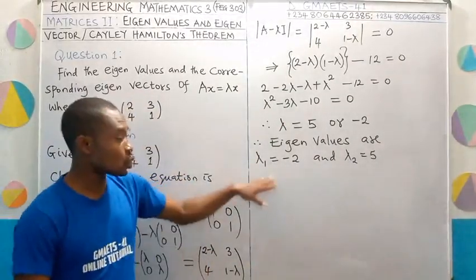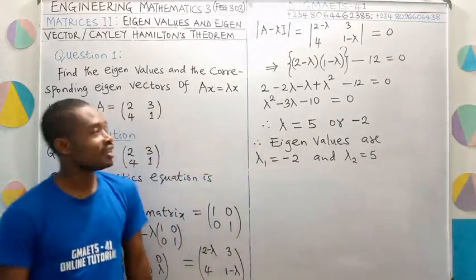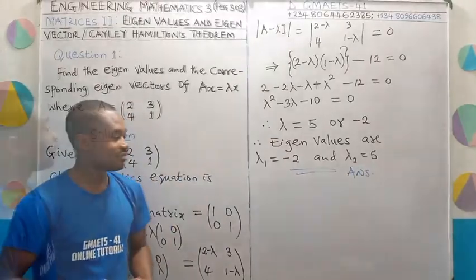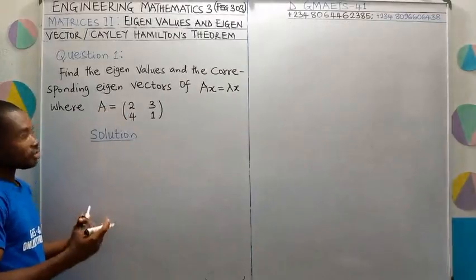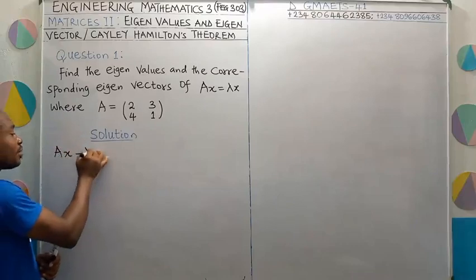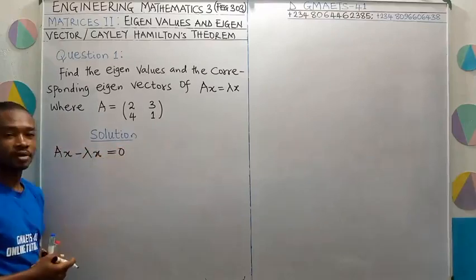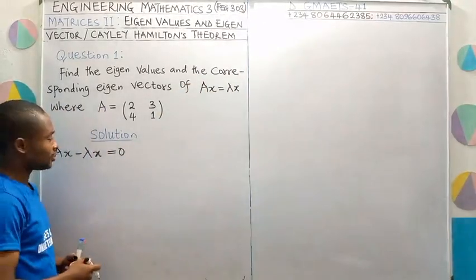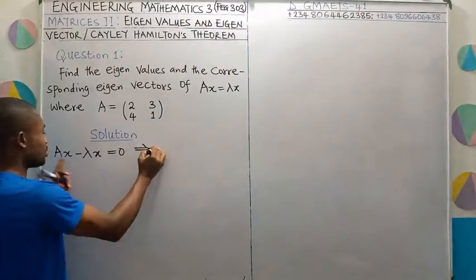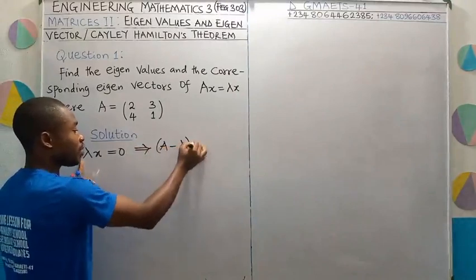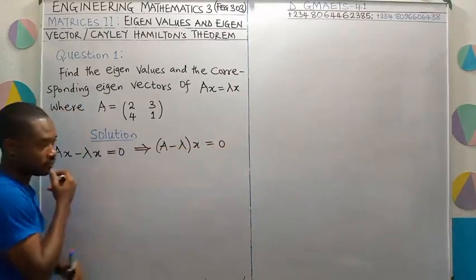To get the eigenvectors, we need the eigenvalues. Are you following, right? We shall now move on to obtain our eigenvectors. For the eigenvectors, we shall deal with Ax minus lambda x equal to 0. What have I done? In this equation, I've moved lambda x to the left-hand side. And then if you factorize your x, you're going to get A minus lambda multiplied by x equal to 0.